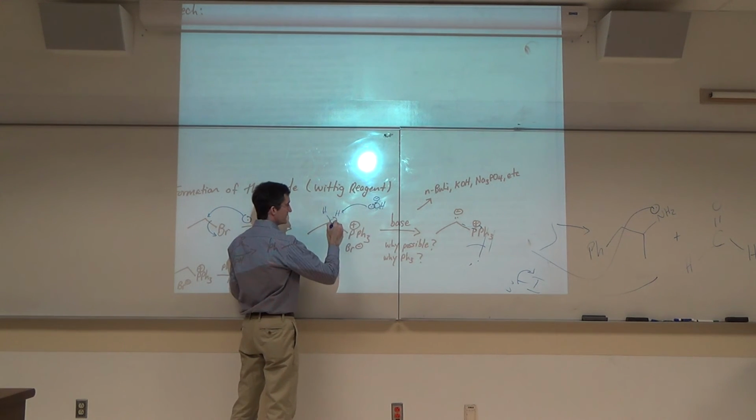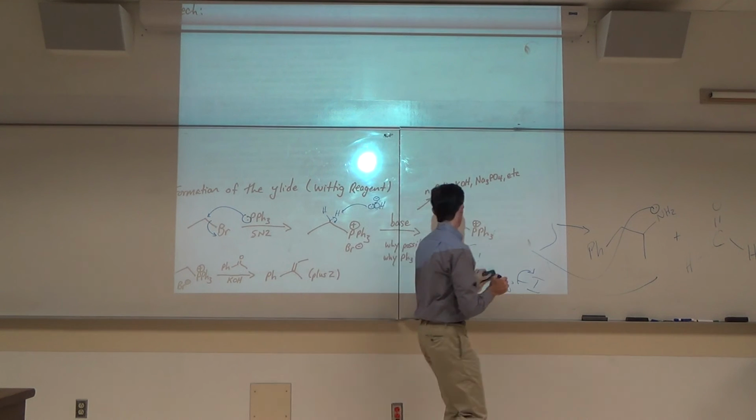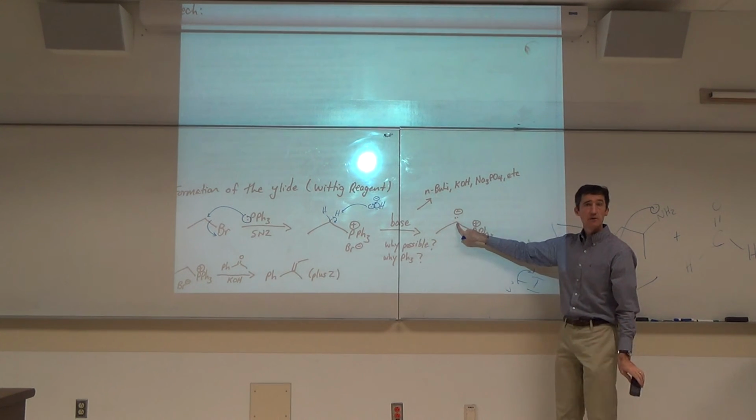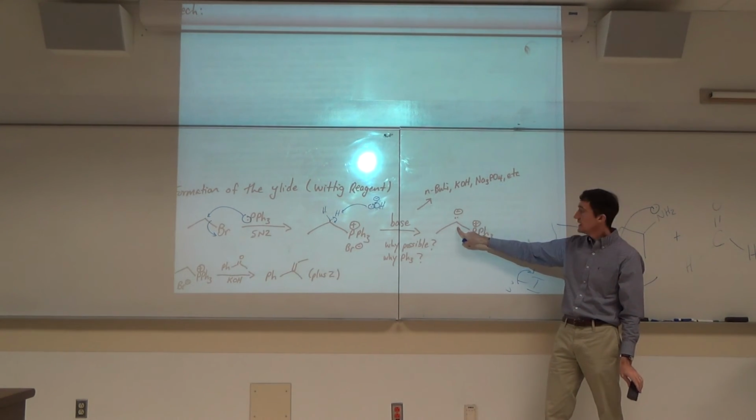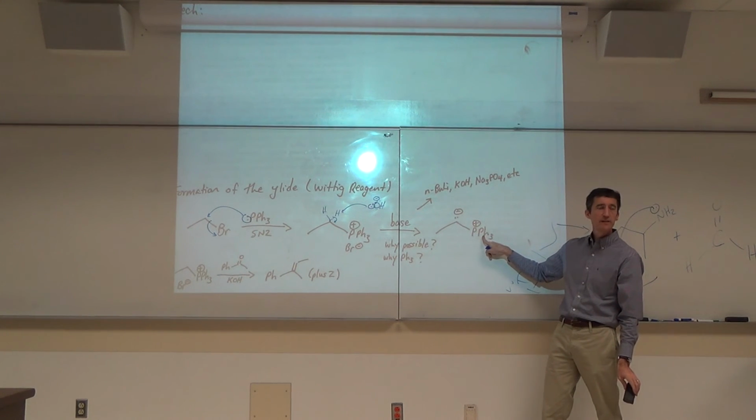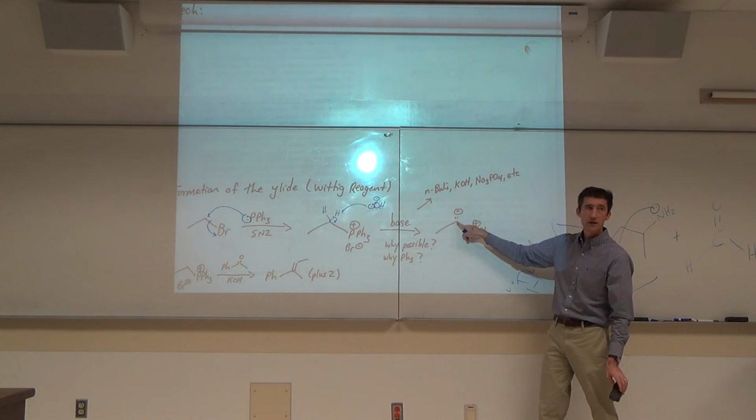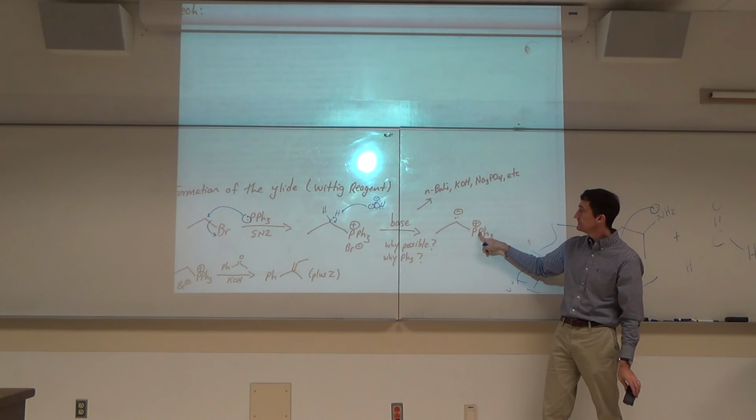This can take the H, leave the electrons behind, and then you have an anion over there. Now this is really truly your Wittig reagent because you can show the double bond resonance structure. Okay?